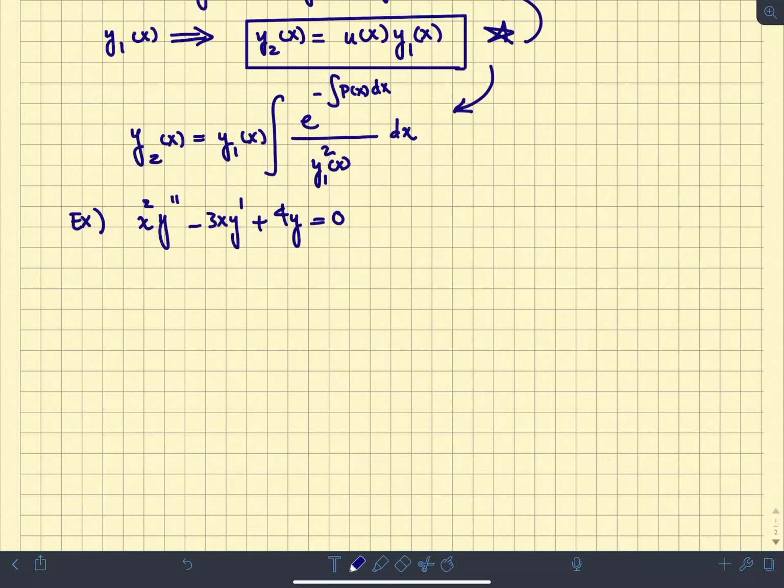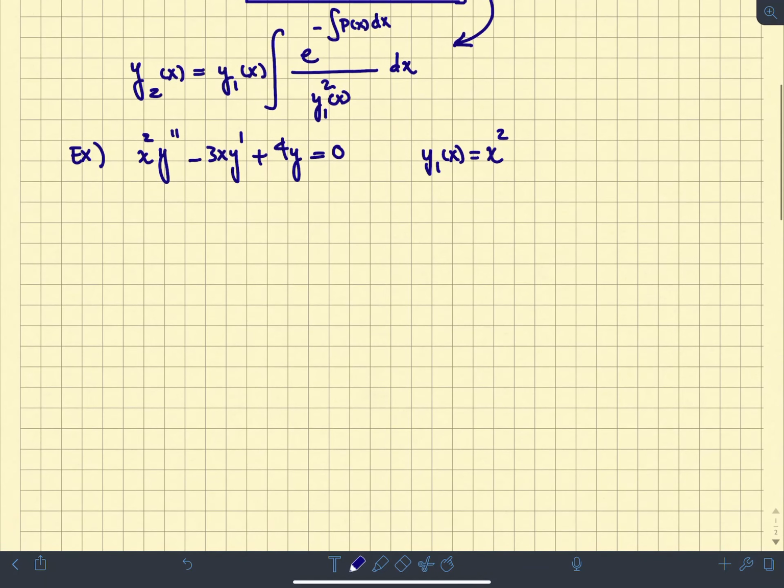So for this example, given this differential equation, and given that I know one of my solutions, or my first fundamental solution is y1 is equal to x squared, I've been asked to find the second solution of this differential equation using the reduction of order formula, which is right above it. So let's see if we can go through the motion of doing this. My second solution is going to be my first solution, which is x squared times the integral of the square of my first solution in the denominator, so it'll be x squared squared, which is x to the fourth.